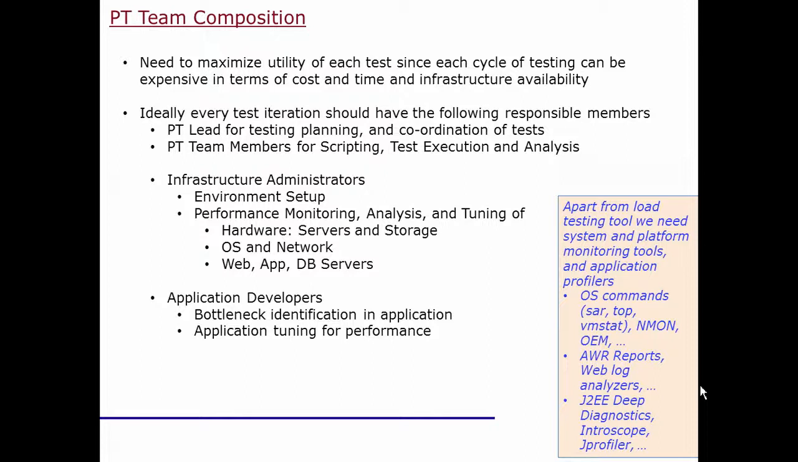And as I mentioned earlier, apart from load testing tools, you need a lot of system and platform monitoring tools and application profilers, which we've talked about some of these in the code optimization section.